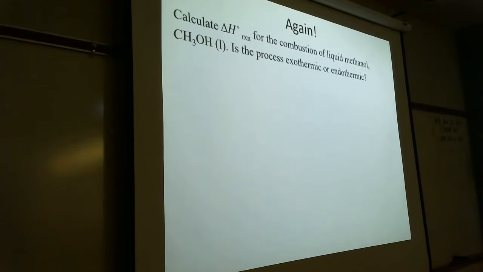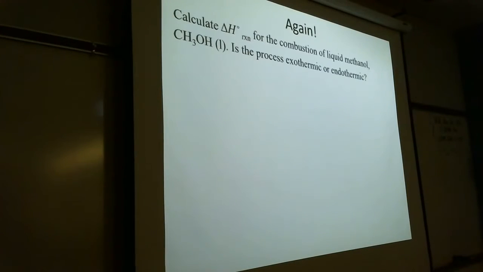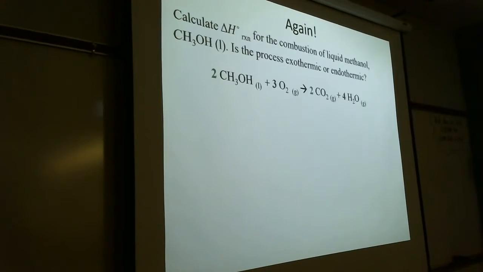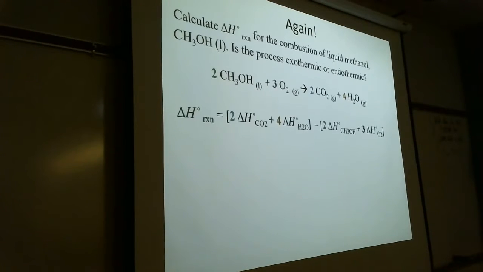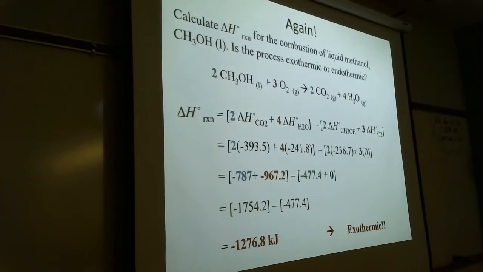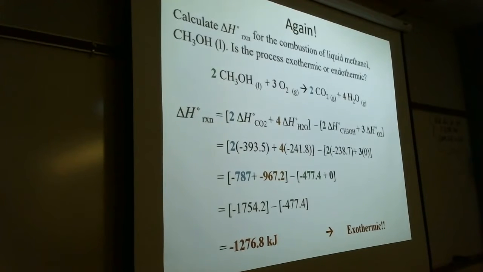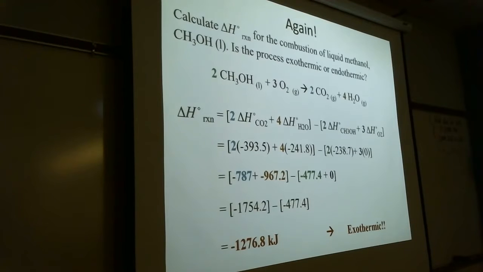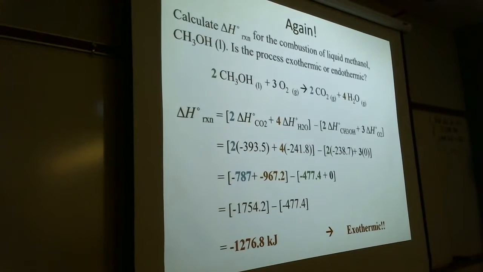All right, last one. Combustion of methanol, CH3OH. Okay, this is the last one, and then we're going to talk about something else real quick. So there's the balanced equation, and I came out with negative 1276, 1277, depending on how you round it. Do we agree within rounding?